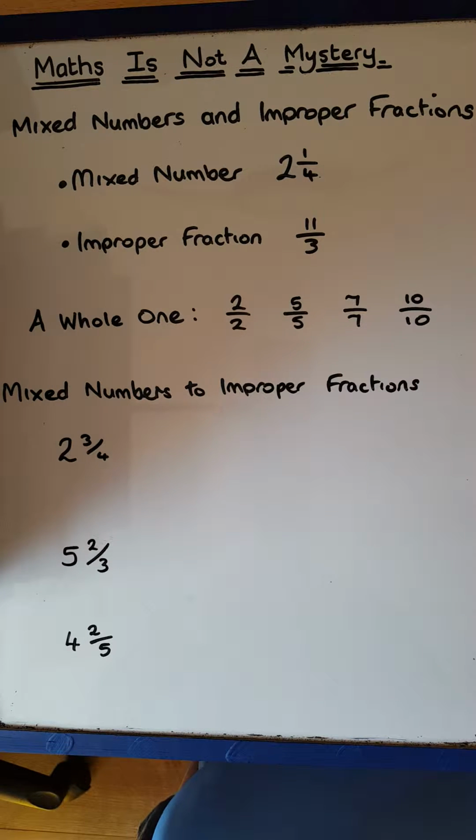A mixed number is like the top number we've got there, 2¼. It's a mixture between whole numbers and fractions. That's how we often recognise fraction type numbers. And the one below it is an improper fraction. That's how we often don't recognise them, 11/3. It looks like it's upside down. Usually you have a small number on the top of the fraction and a large number on the bottom. And an improper fraction seems to be upside down.